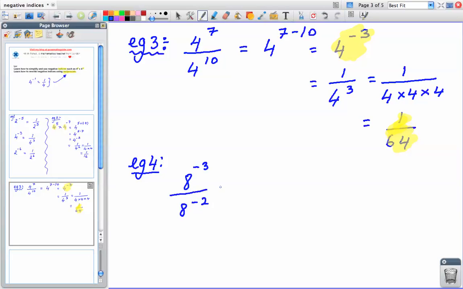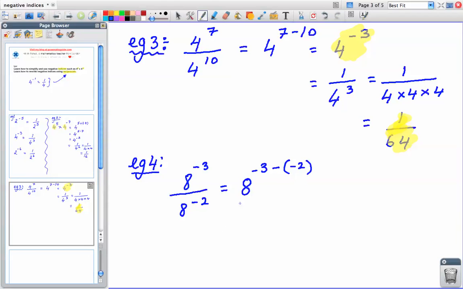So again, we're going to apply exactly the same rule. We know for a fact that this is a division, so we're going to take away the powers, and in this case we end up with 8 to the power of minus 3, take away because we're dividing, and now I'm going to open up a bracket and then write the minus 2. The reason why I open up a bracket is so that I don't have two operators, or two signs if you like, next to each other, so I just put a bracket there.